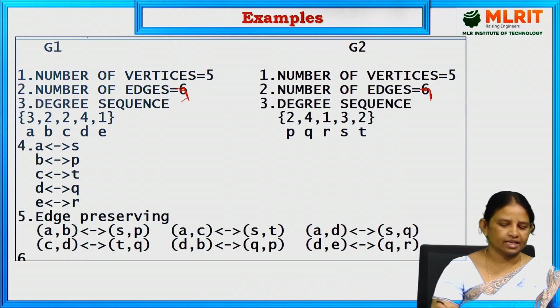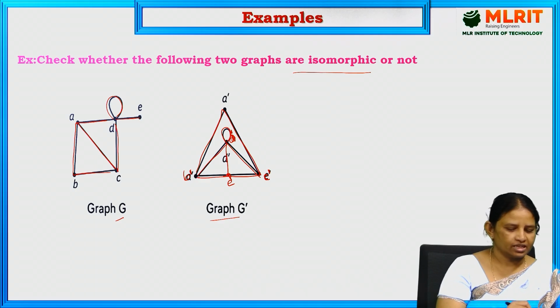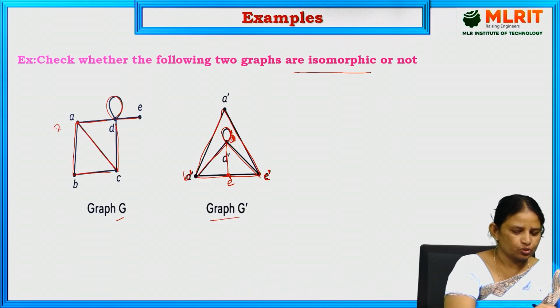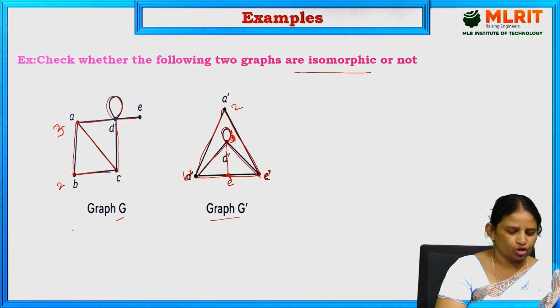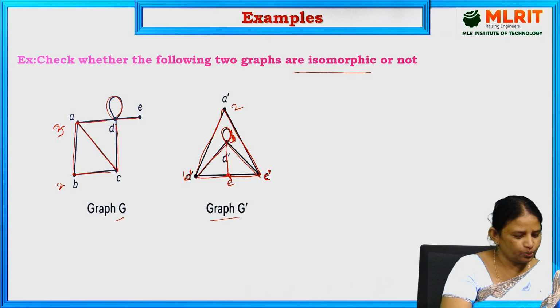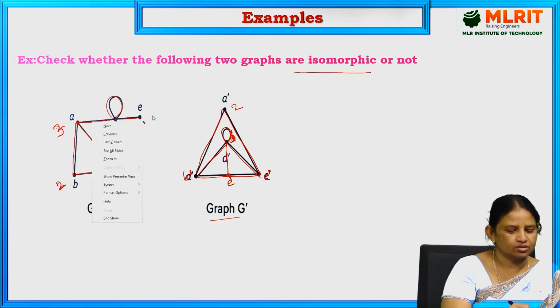Then what is the degree sequence of these vertices? What is the degree of A? That is 2. What is the degree of A dash? 2. Then what is the degree of B? 2. What is the degree of B dash? Degree of A is 3, degree of B is 2, degree of C is 2, degree of D is 3, degree of E is 1.